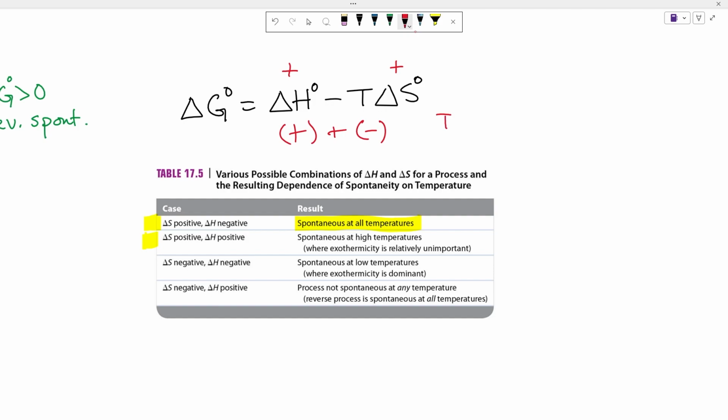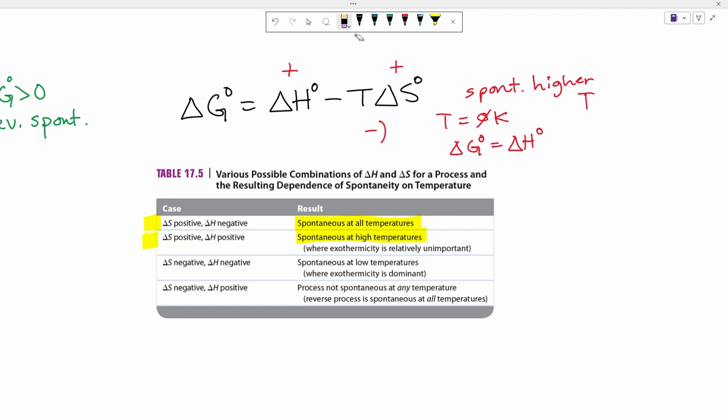If the temperature is low, in fact, what if it were 0 Kelvin? This term would not be here at all. That would mean delta G is equal to delta H. And if delta H is positive, then delta G is positive, not spontaneous. So since I drove it all the way to 0 Kelvin, that tells us that at low temperatures, it's not spontaneous. So it is spontaneous at higher temperatures, above a particular temperature. And that is exactly what it says here, spontaneous at high temperatures. So that is when both delta H and delta S are positive.